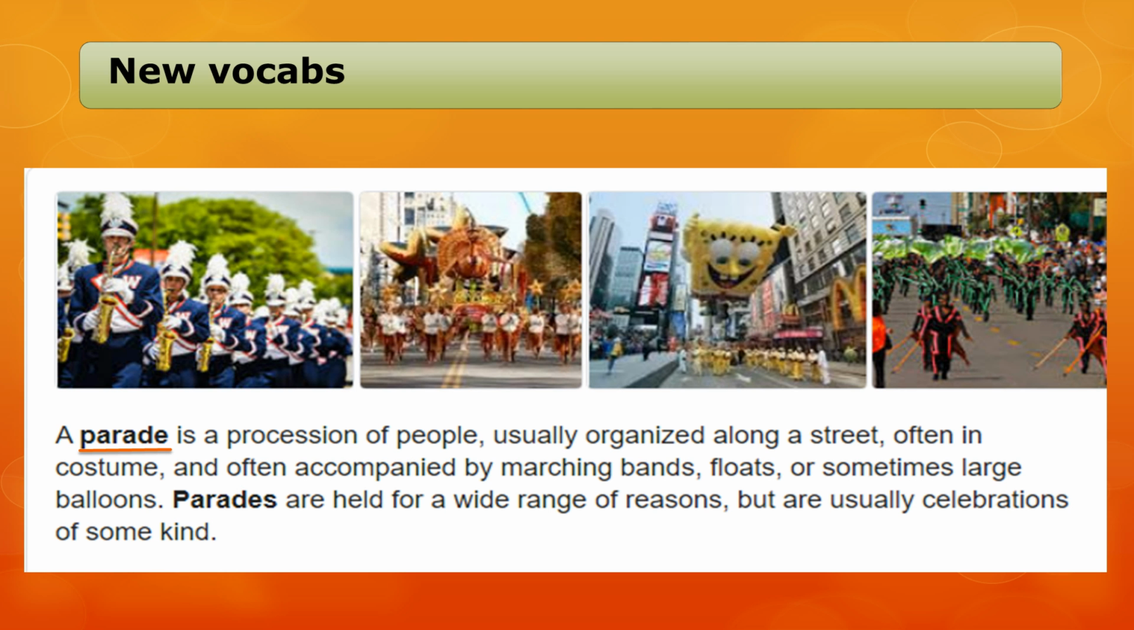So, the new vocabs in this story, the first word is parade. A parade is a procession of people. Actually, a group of people, as you can see and notice in this picture, they go outside and they do marching in the streets according to the festivals in that day. And they do a lot of activity. They wear a different costume.